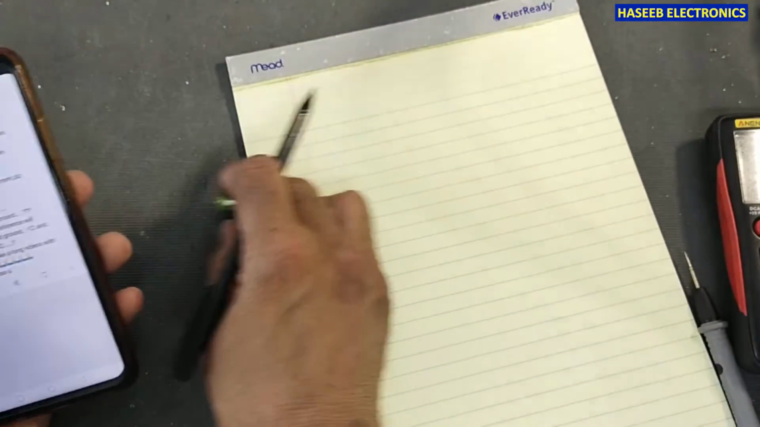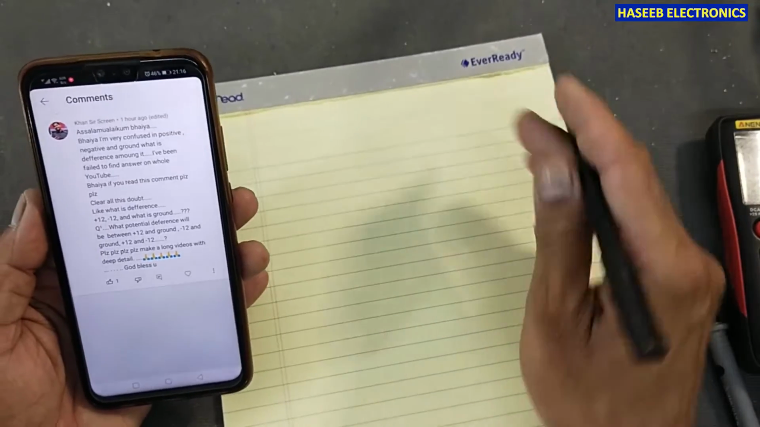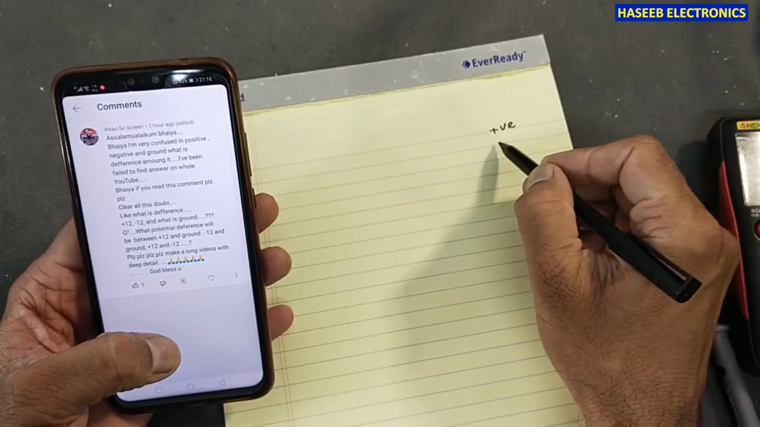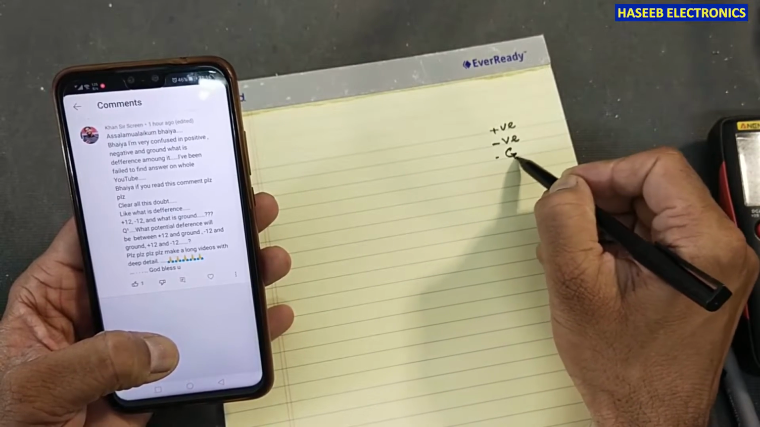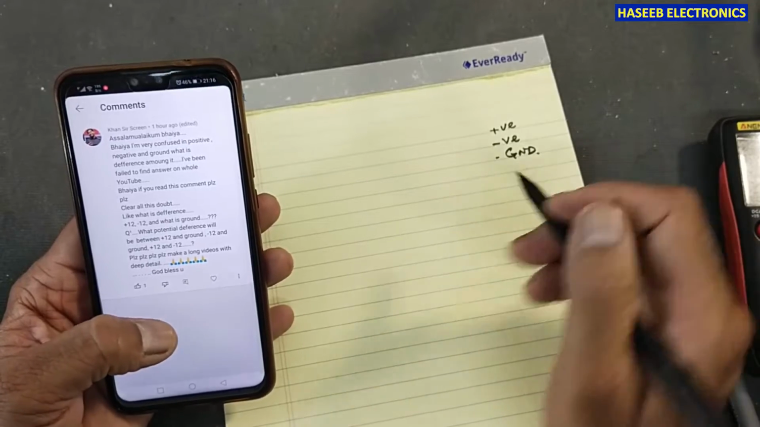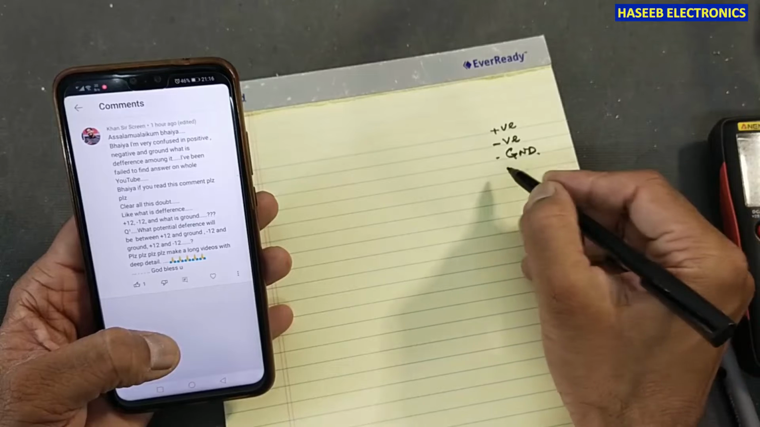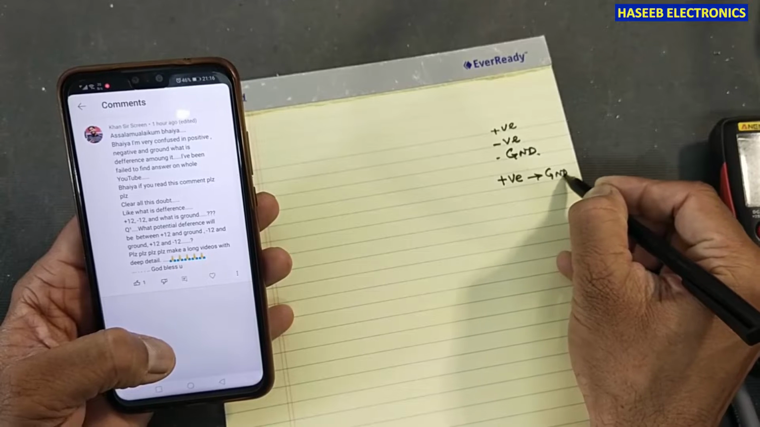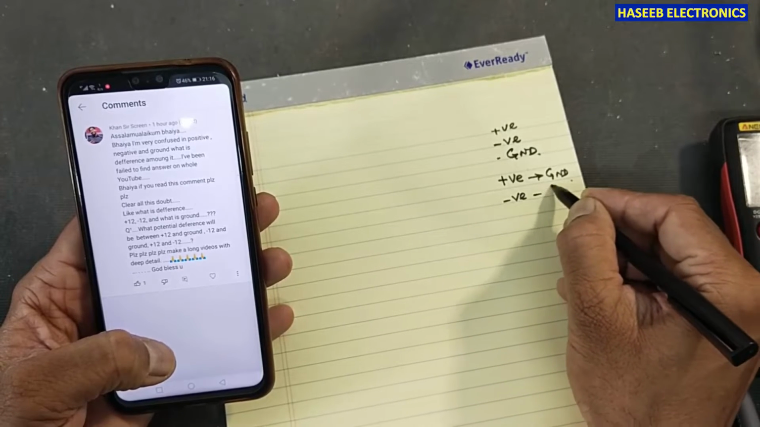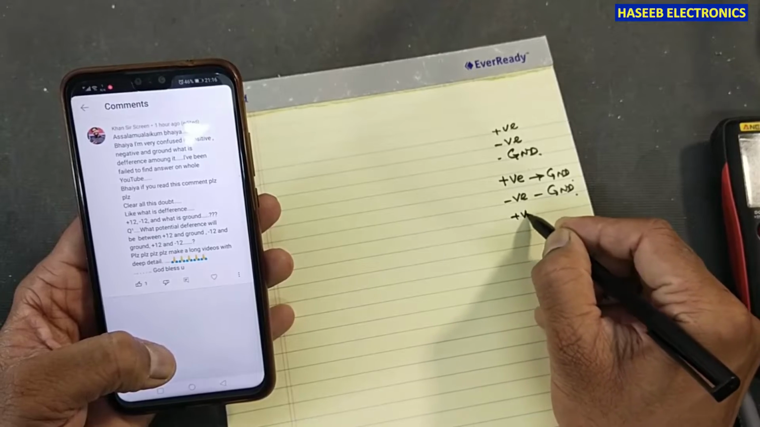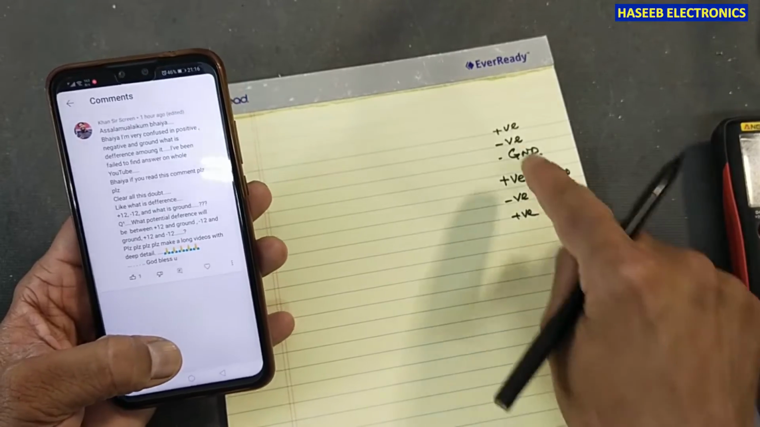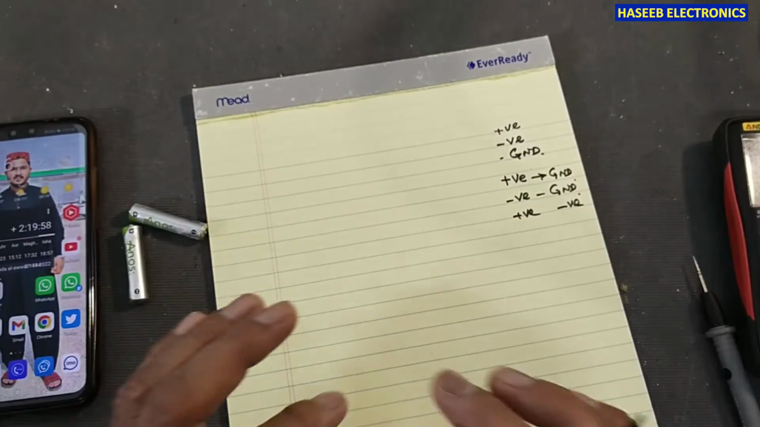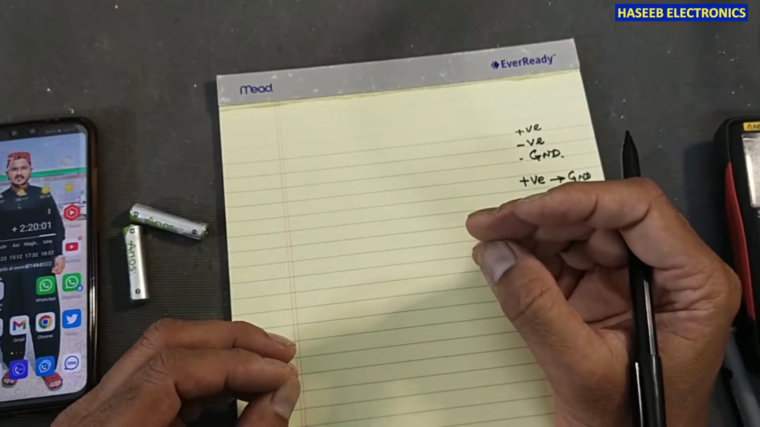First of all, we will write the key points for this question. What is positive? What is negative? What is ground? Then the next part, what is the potential difference between positive to ground, negative to ground, positive to negative? We will see it in very simple and very easy steps.